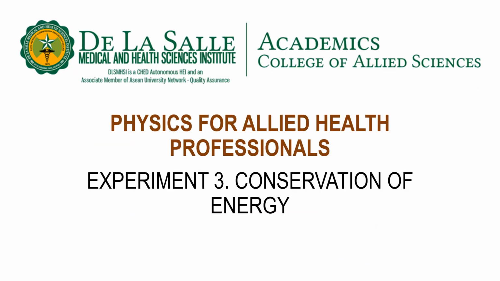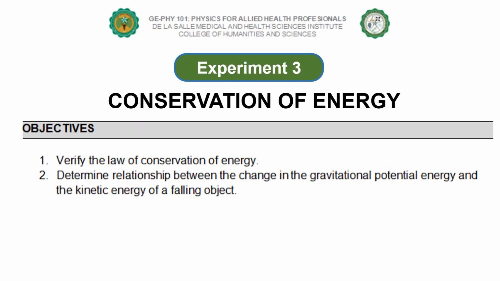Okay, last experiment is about conservation of energy. And then we have two objectives. The first is to verify the law of conservation of energy, and then the second is to determine the relationship between the change in the gravitational potential energy and the kinetic energy of the falling object. So again, in principle, the change in gravitational potential energy is equal to the change in the kinetic energy.